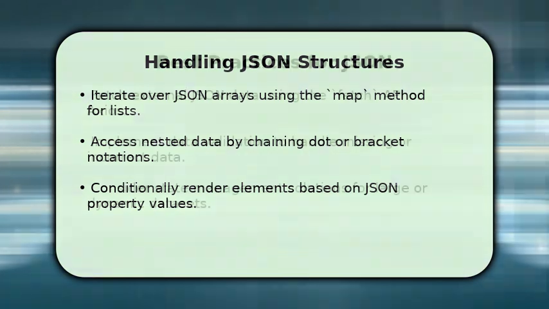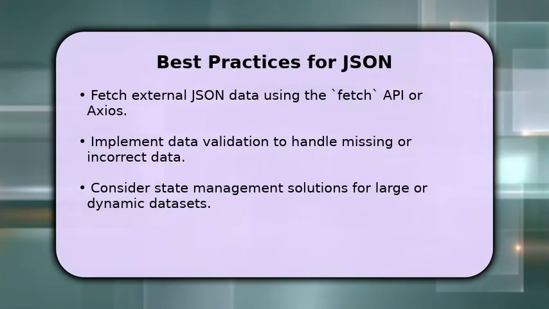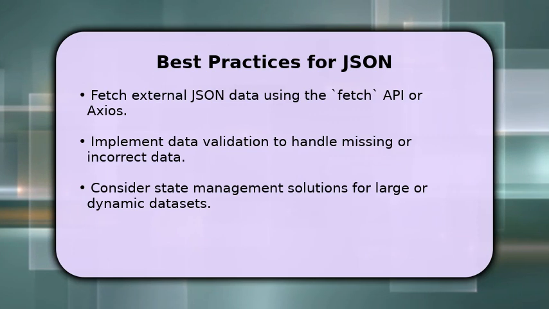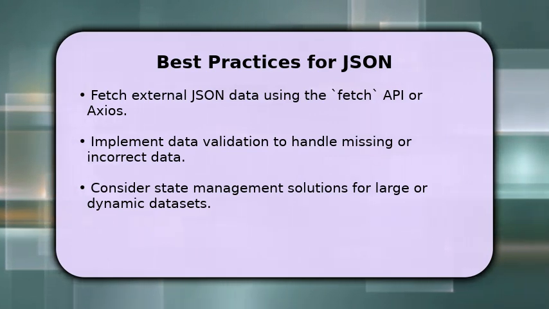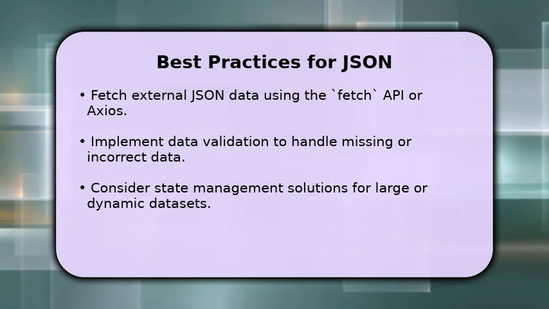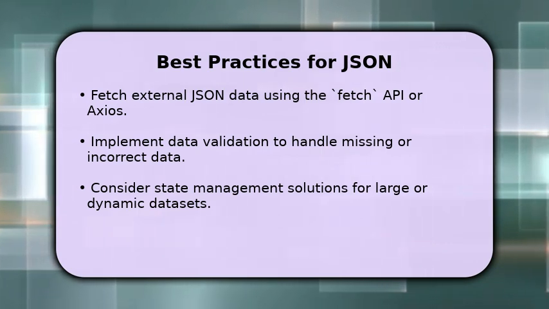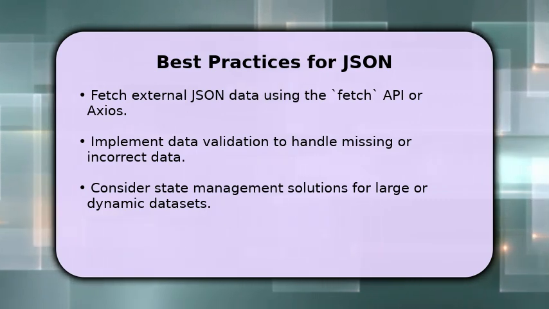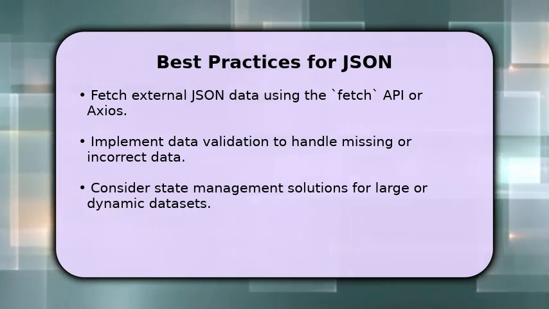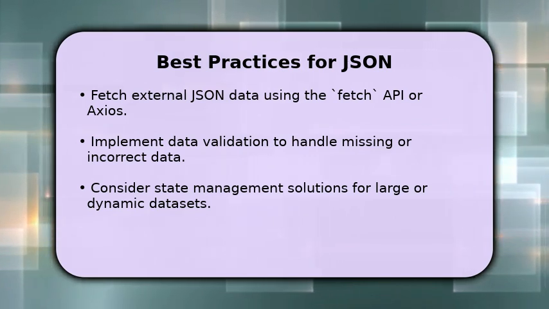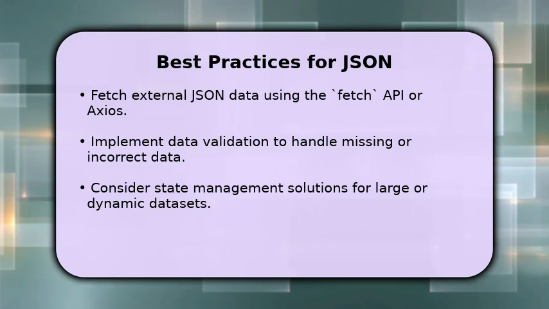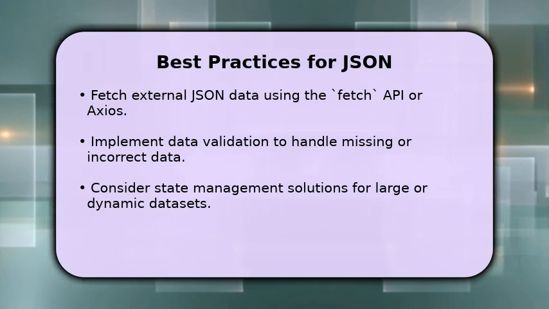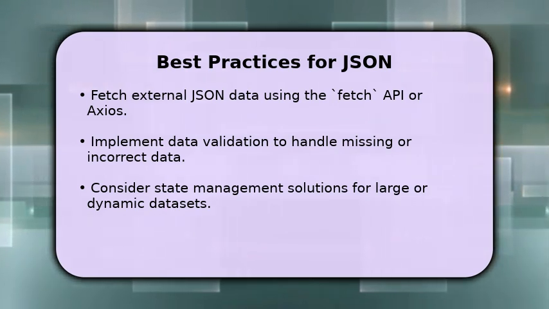For data coming from an API, use the Fetch API or a library like Axios to retrieve external JSON. Always implement robust data validation to gracefully handle cases where data might be missing or malformed, preventing application crashes. For larger or frequently changing datasets, consider using state management solutions like Context API or Redux to efficiently manage and distribute your JSON data across components. These practices ensure your application remains stable and performant.